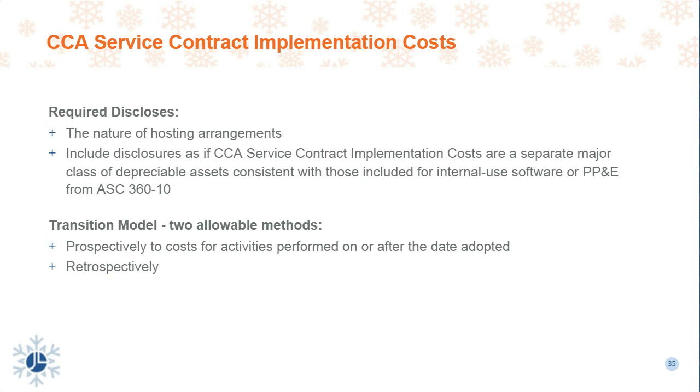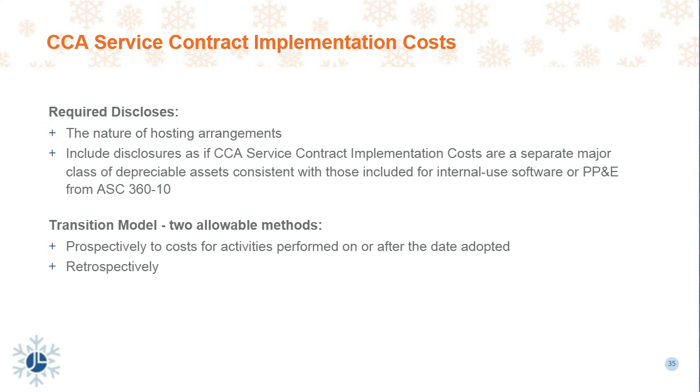So moving on, the other disclosures that are required for CCAs, if you capitalize those service contract costs, are very similar to other types of intangibles or property, plant, and equipment. It follows that same ASC 360-10 guidance. So you've got the gross amounts as well as the accumulated amortization that's required to be disclosed. It does treat the service contract implementation costs as a separate major component of those depreciable assets.